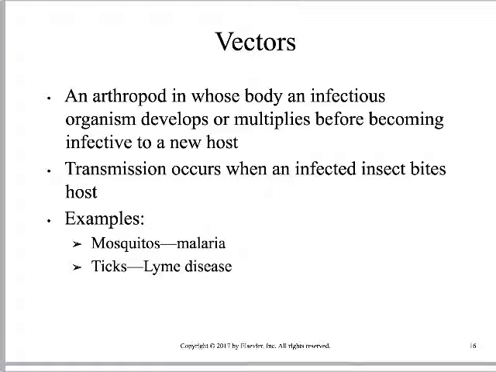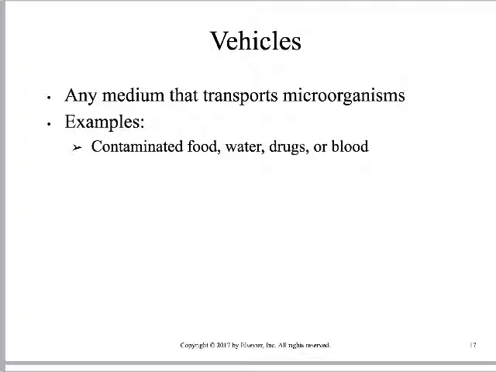Ticks carry Lyme disease, and it has to be a specific strain of tick. I think it's called the deer tick. I know this because I've had to pick ticks off of my body and off of dogs. But it's an arthropod, basically a bug, that has this junk inside of it and spreads it to a host. That's a vector. Vehicles. These are mediums that transport things, so they're not living things. Like food, water, drugs, blood. That would be a vehicle.